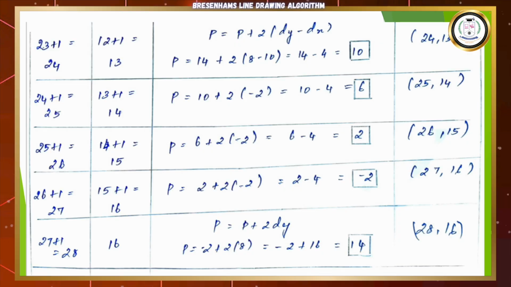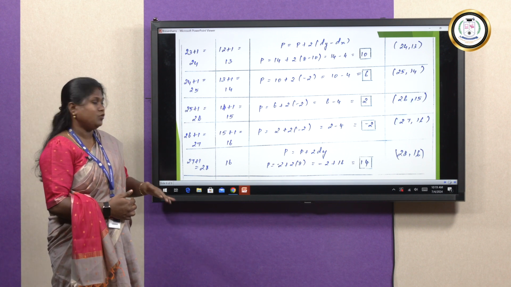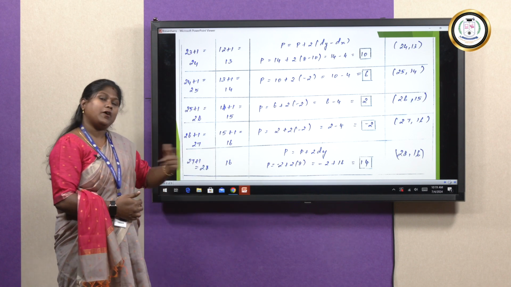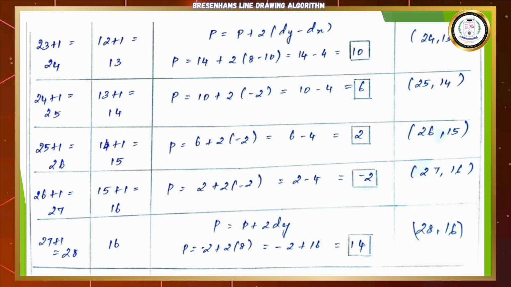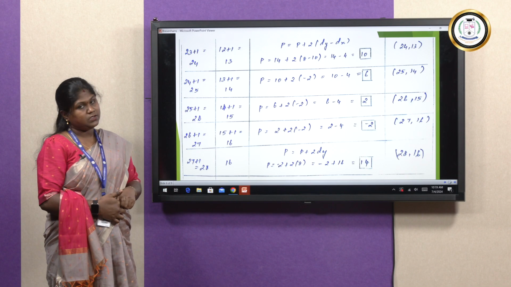And now the earlier p value is negative. So if the case is negative, we will be adding 1 with x and we will be having the same y value. So 27 plus 1 is equal to 28, and we will be having the same y value, which is 16 as it is. And we will be using this particular formula to compute the next parameter. So p is equal to minus 2, which is the earlier p value, plus 2 into 8, and the value we have got is 14. And the coordinate here is 28, 16.